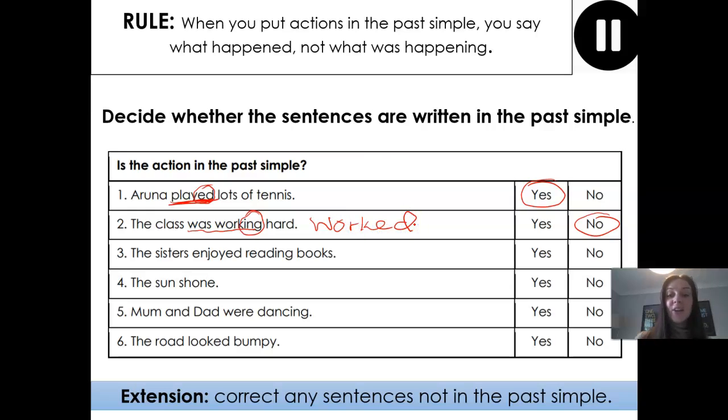Okay, over to you. I want you to work through each sentence and tell me, is the sentence written in the past simple? Yes or no? And as an extension, can you fix any sentences that are not in the past simple? Pause the video and complete that task now, please.